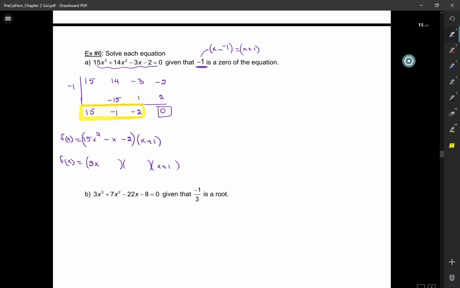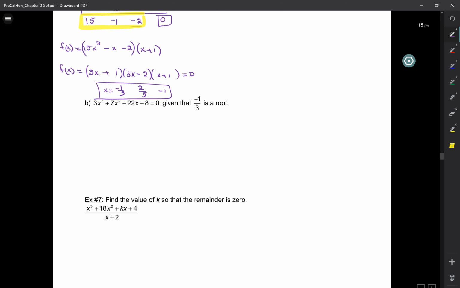So here we get 3x and 5x. And if I put a negative 2 here, the outer part will be negative 6, plus 5x, it's negative x. Okay, so now if f of x is this, and if I set that equal to 0, then x is equal to negative 1 over 3, 2 over 5, and minus 1. How cool was that, guys?